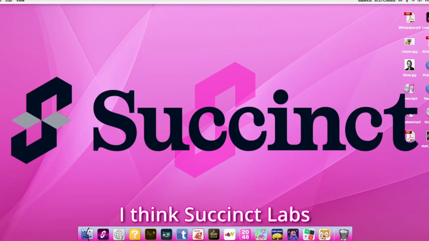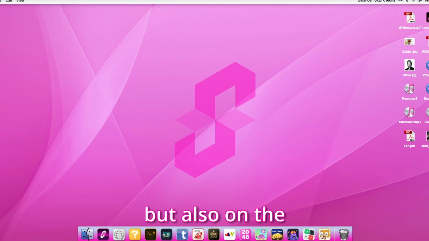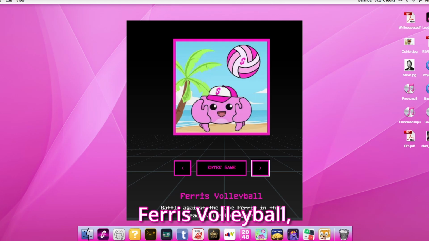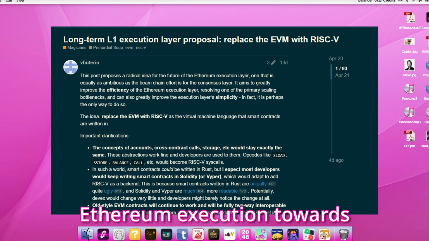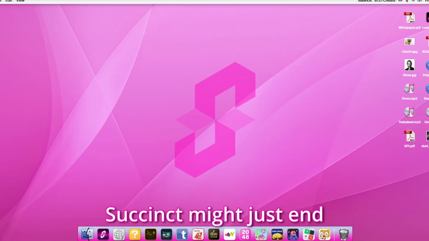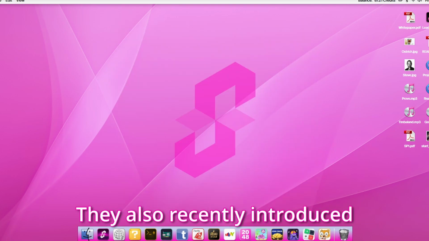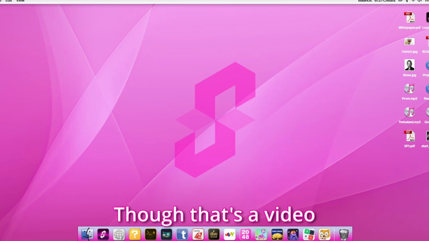I think Succinct Labs is a team that just keeps on shipping good stuff, not just on the protocol side, but also on the user-facing side, like all the games that we had. My favorite one was Ferris Volleyball, and I'm quite sad that I can't play it anymore. With Vitalik's recent article about moving Ethereum execution towards RISC-V machines, Succinct might just end up playing a huge role in scaling Ethereum. They also recently introduced the concept of VAPs or verifiable apps in partnership with Layer 0. So that's a video for another day.